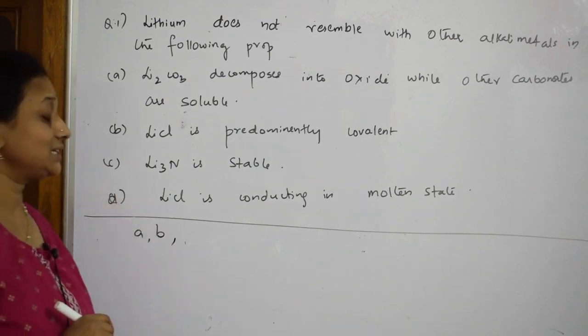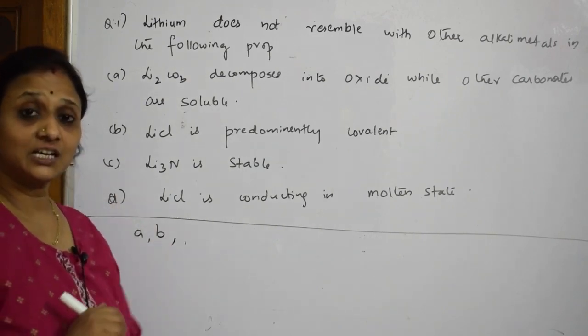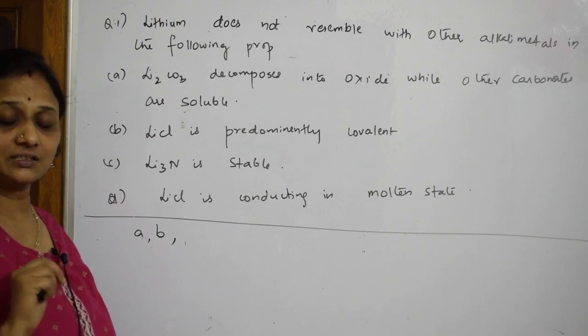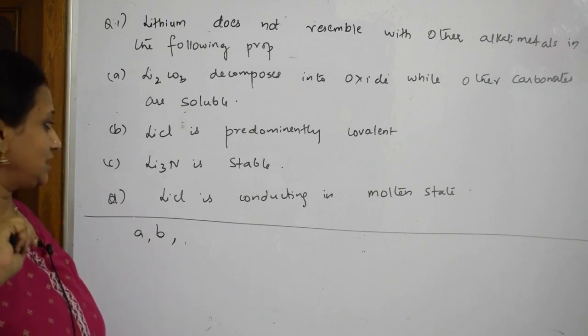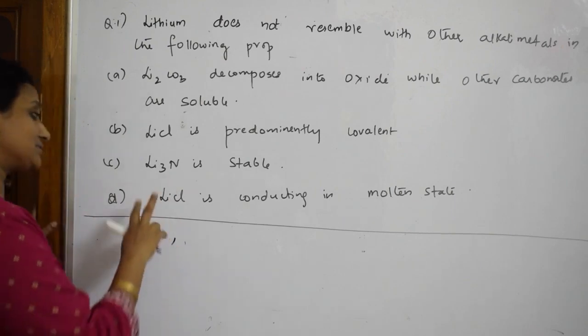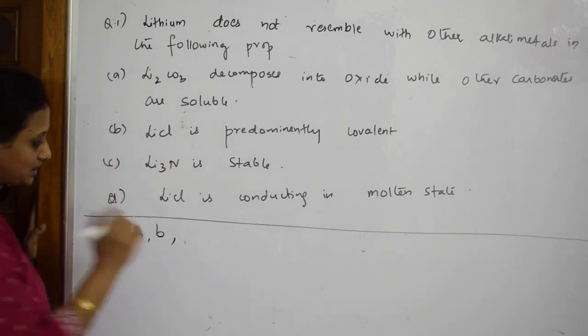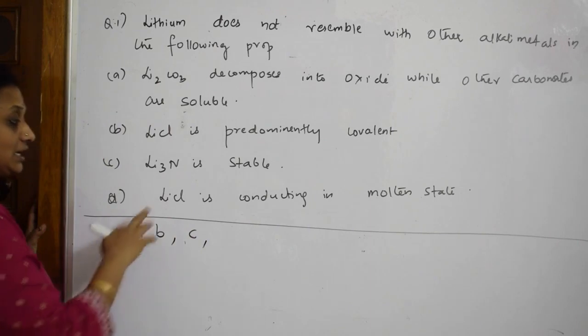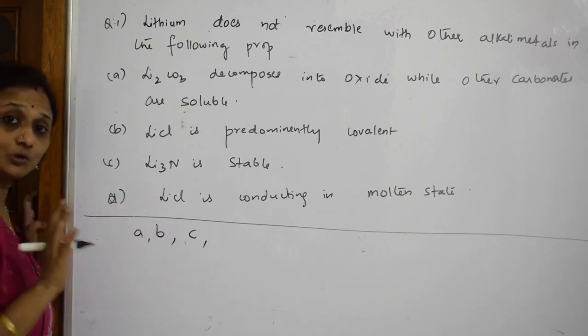Third one, Li3N is stable enough, right? We have already studied that on heating it decomposes, and it combines with nitrogen forming Li3N, which is stable. That is also correct. But here, LiCl is conducting in molten state.